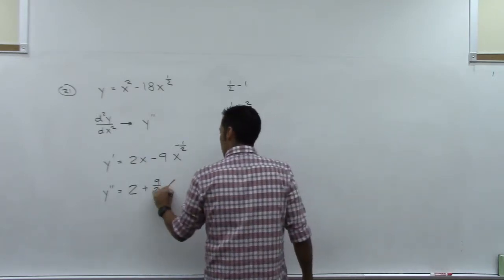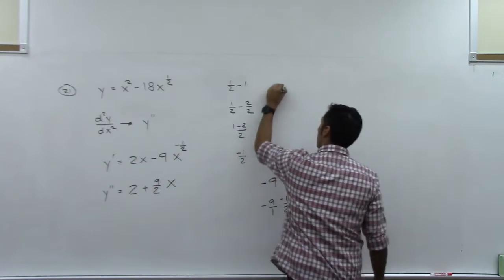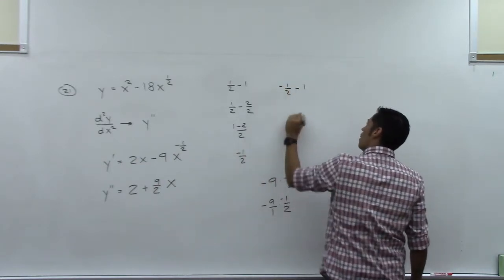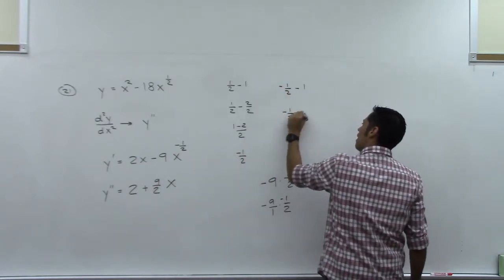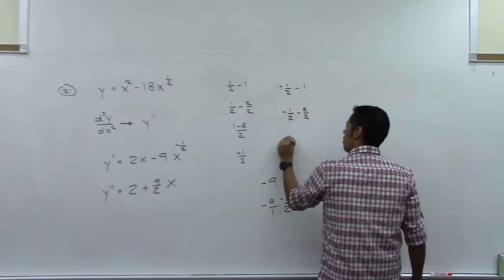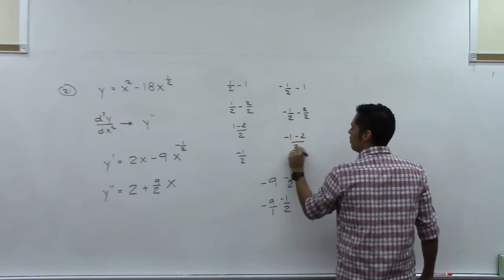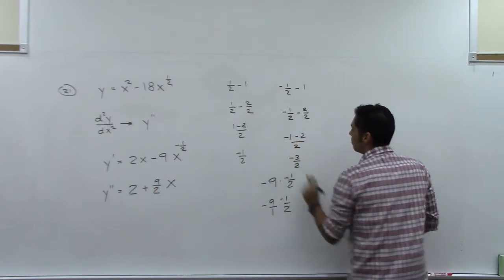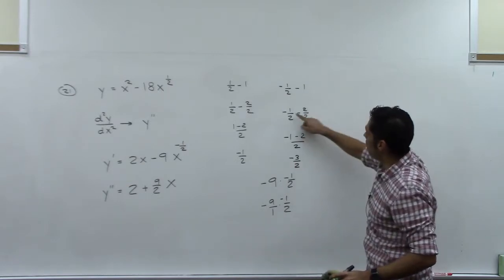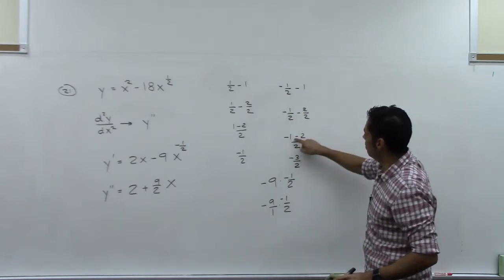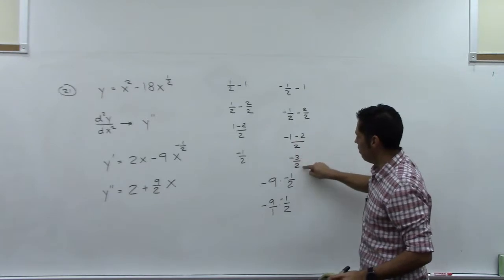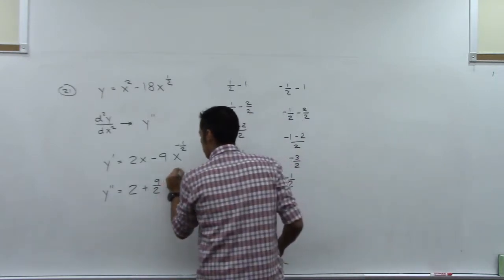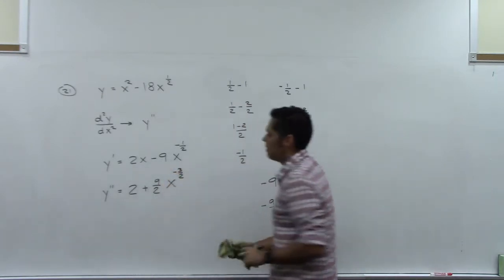Then I need to take x, and I need to take negative 1/2 and subtract 1. Which is same as negative 1/2 minus 2 over 2, which is negative 1 minus 2 over 2, which is negative 3/2. So getting a common denominator, then negative 1 minus 2, and that's negative 3 over 2. So this new power here is negative 3 halves. And that's it.